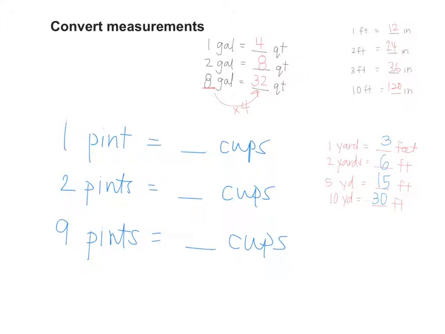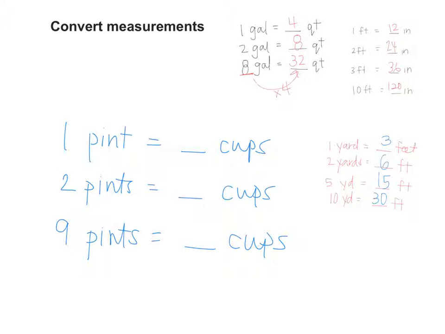Okay, here we have pints and cups. What are we measuring this time? Volume again. Good. 1 pint is how many cups? 2. So 2 pints is 4 cups. So then 9 pints is? 18. Nice. Okay, good job.